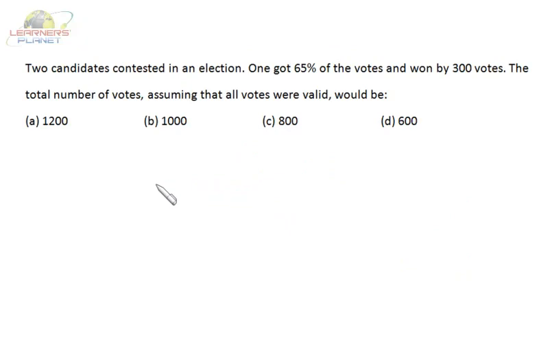Now let's see this question. Two candidates contested in an election. One got 65% of the votes and won by 300 votes. The total number of votes, assuming that all the votes were valid, would be? If the winner has got 65% out of the total votes, that means the other person might have got 35%. Now, what is the winning margin in this case? It is 65 minus 35, that is 30%. That 30% is 300. That means 100% is what? 1000. Friends, no paperwork is required at all. I hope you are clear.